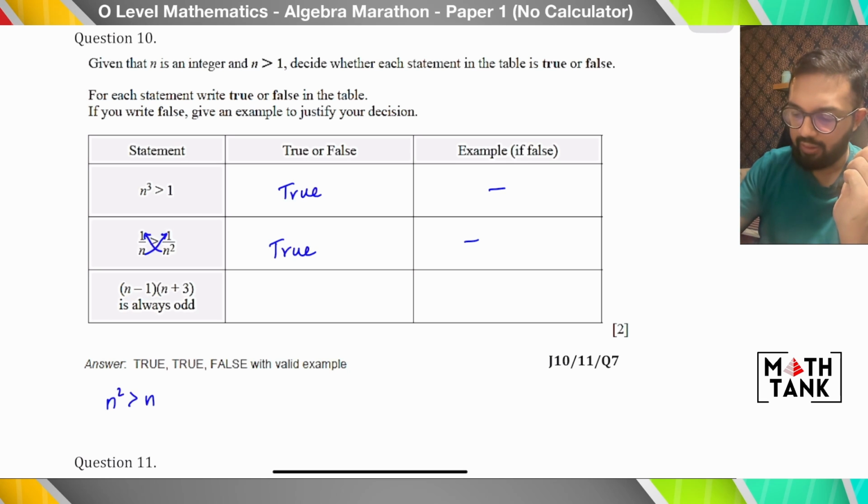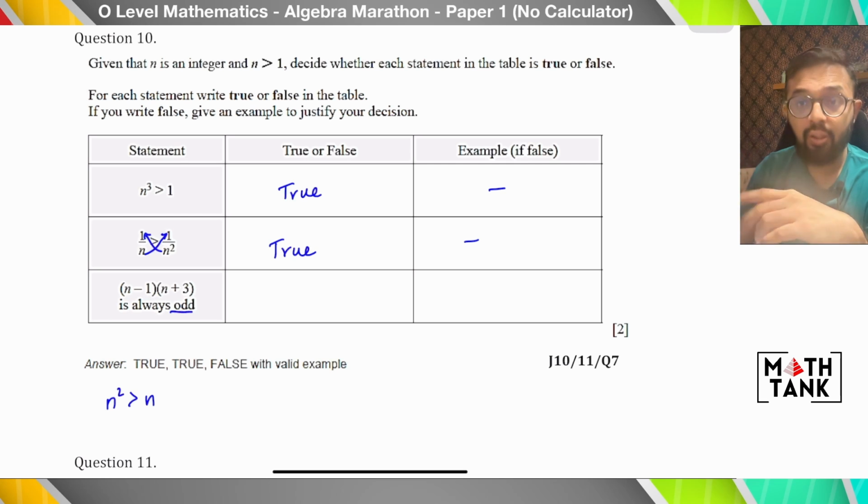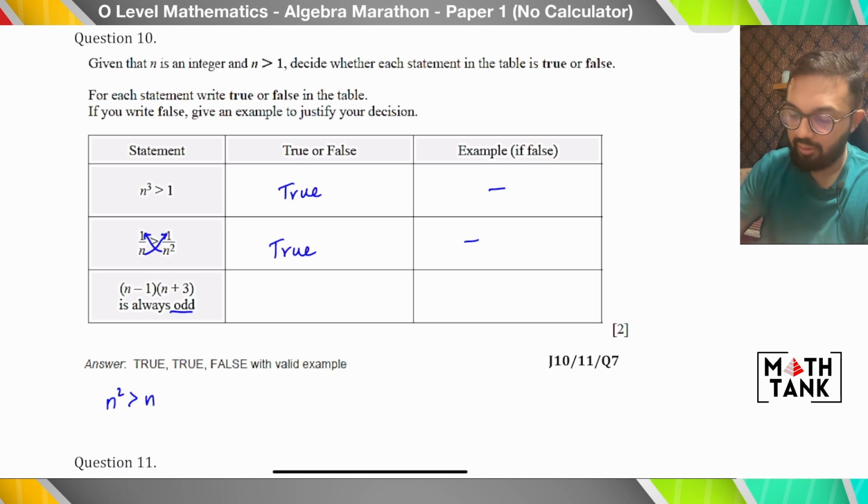n minus 1 into n plus 3 is always odd. Now you get odd numbers when two odd numbers are multiplying together. That's the only way that you can end up with an odd number. Okay, so for that case, n minus 1 must also be odd and n plus 3 must also be odd. So it's not necessary, n could be 2. If n is 2, this could be 5 and this could be 1. In that case, I would end up with an odd number. But what if n is 3? Then I would end up with 2 into 6, which is 12. So it's not odd. So I can just say that it's not always true, which means that it is false.